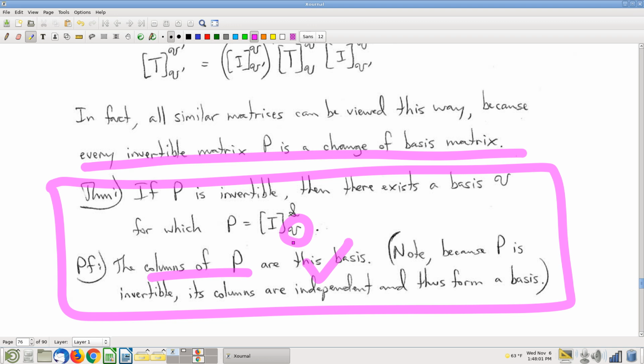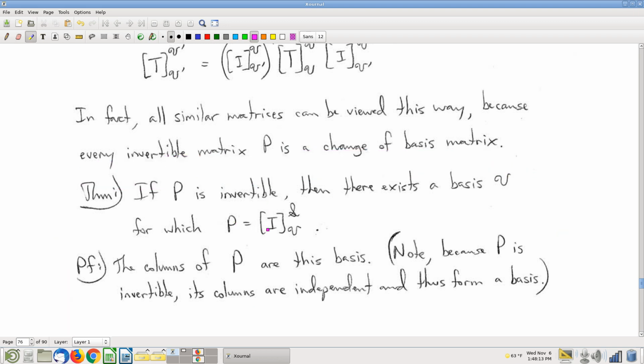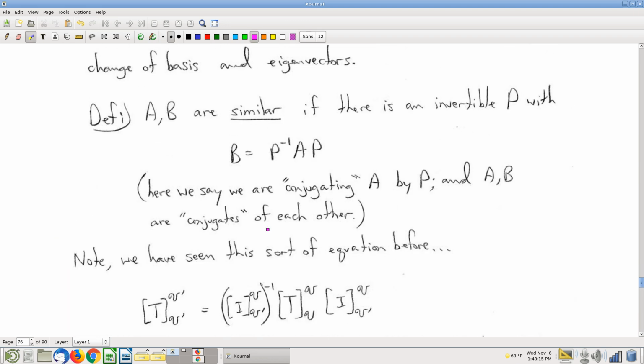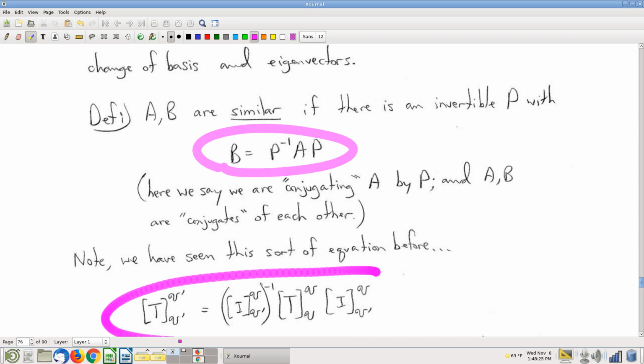So that's the trick. And now all you'll have to do is confirm that with that choice, P actually is, as required, a change of basis matrix. Okay, so details for y'all to confirm. So going back up here, knowing now that every invertible matrix is indeed a change of basis matrix, every time you have a similarity, you're really doing a change of basis on a linear transformation.